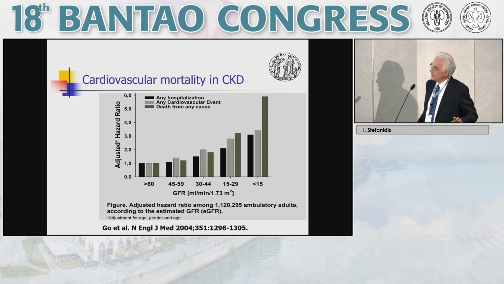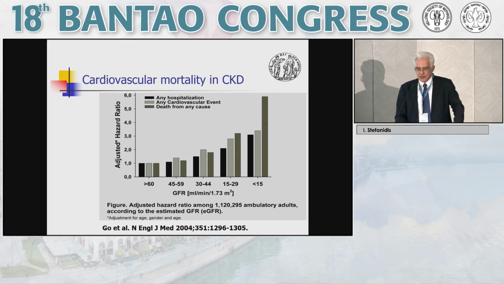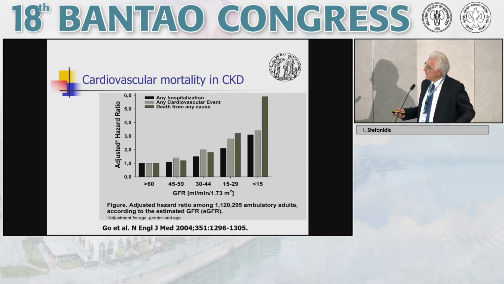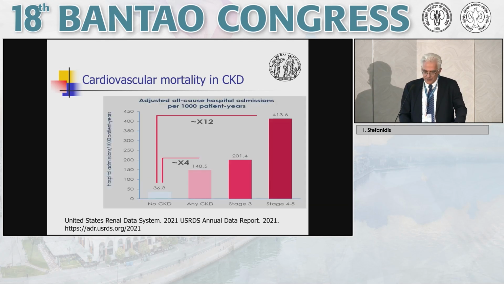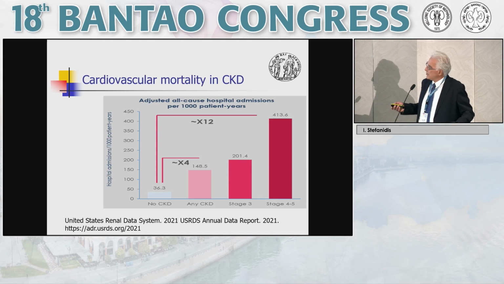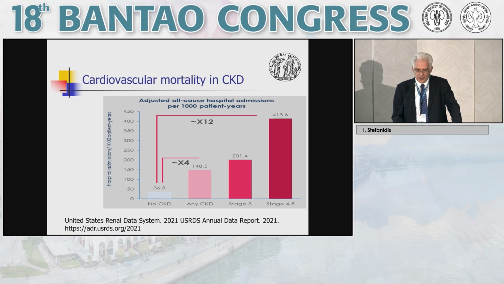The mortality is rising as the severity of chronic kidney disease is rising, and this is the same for hospitalization and morbidity, the black bars. In comparison to the general population, it is 4 times more and 12 times more, depending on the stage of chronic kidney disease.